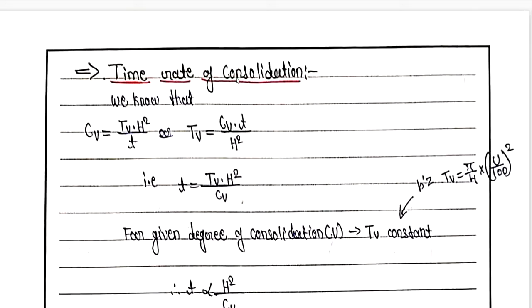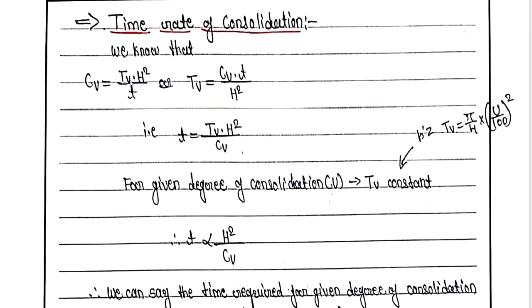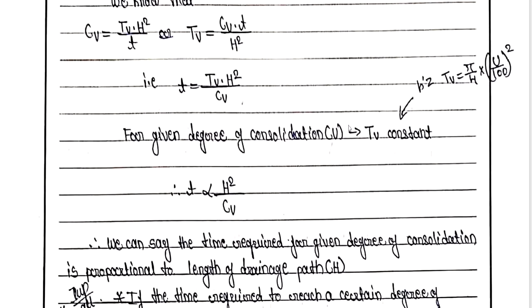Further, time rate of consolidation. We know that Cv is equal to Tv into h square divided by t, or Tv is equal to Cv into t divided by h square. So small t is equal to Tv into h square divided by Cv. For a degree of consolidation, Tv is constant, because for a particular degree of consolidation, for example 50% consolidation, u here will be 50 and Tv will remain constant. So for a particular type of soil and a particular amount of consolidation, Tv will remain the same because it depends upon the degree of consolidation.